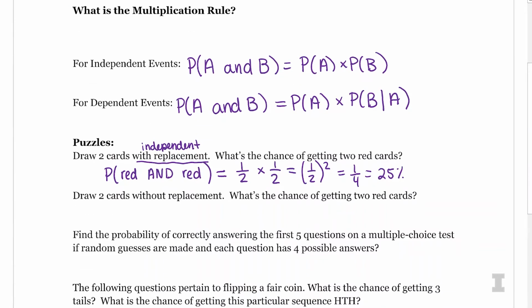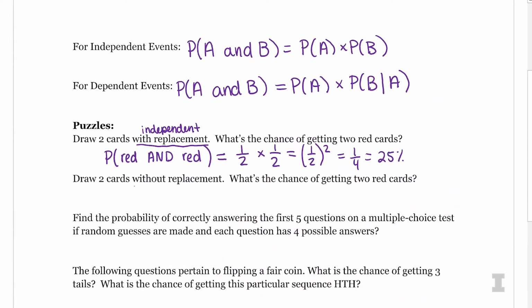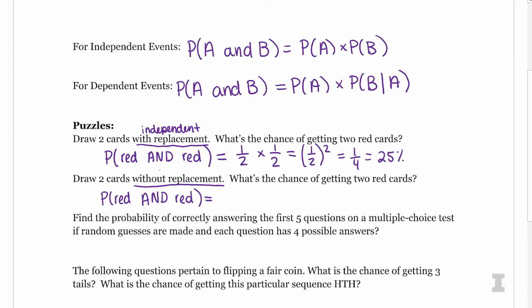The next question says draw two cards without replacement. What's the chance of getting two red cards? So this is a little different, right? We still want the probability of getting a red and a red. But are these independent events? This is tough because if you have that 52 card deck, you draw the first one, afterwards you only have 51 cards, but the makeup of that deck changes depending on whether or not you have that red card in your hand. Exactly. So these are definitely dependent events.